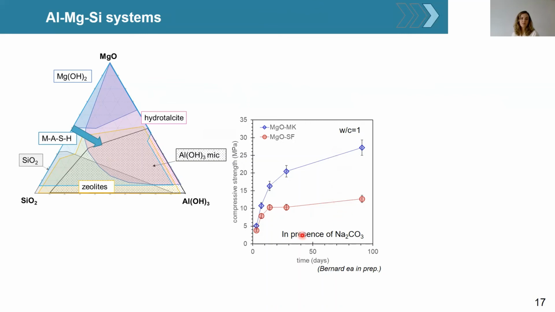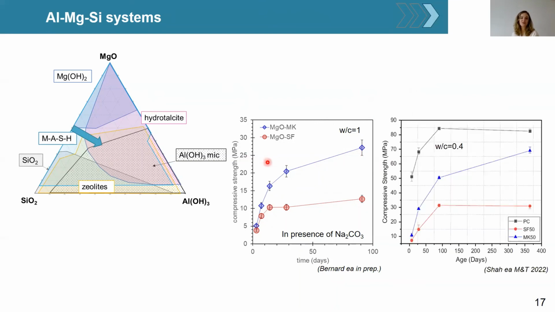So here it was an example where I used sodium carbonate as an additive to accelerate the formation of M-S-H. And I didn't work with a very low water to cement ratio, so obviously we have not so good mechanical properties. But then there are other teams working with a low water to binder ratio, and you can see that they reach very high compressive strengths. So there is really a lot to understand of why we have such a difference when we use metakaolin instead of silica fume.